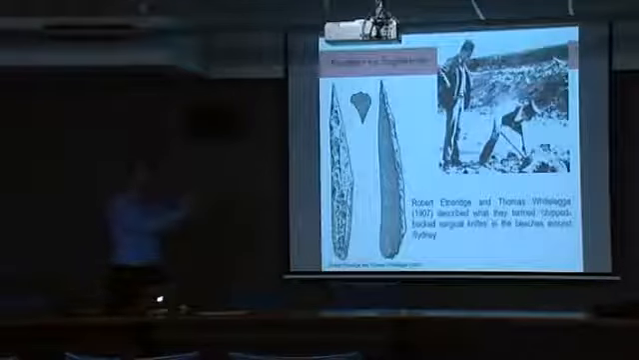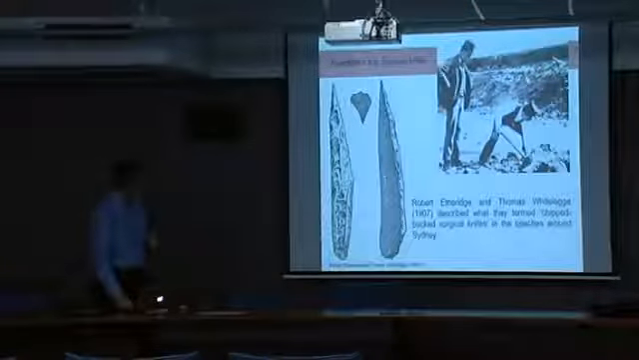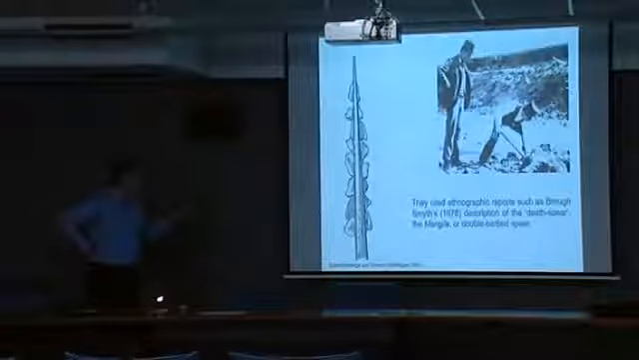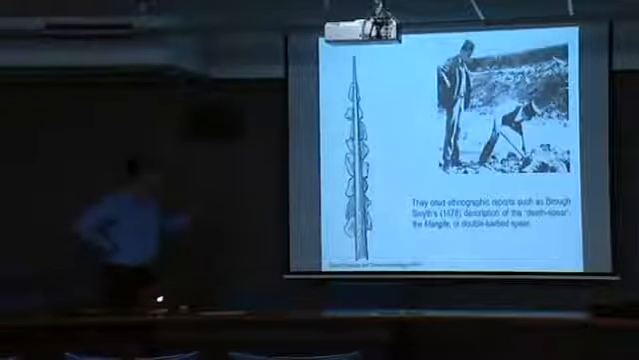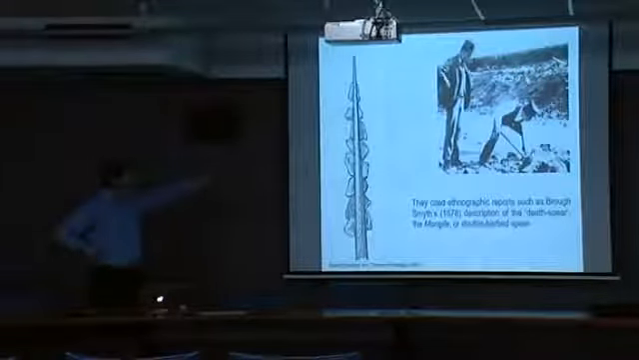Details. None of those scars are shown. He's operating on general shape, not being a modern archaeologist. Now, the original paper by Etheridge and Whitelegge cited reports such as Brough-Smyth's description of the death spear thing.